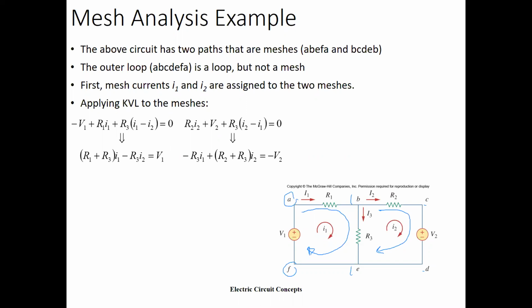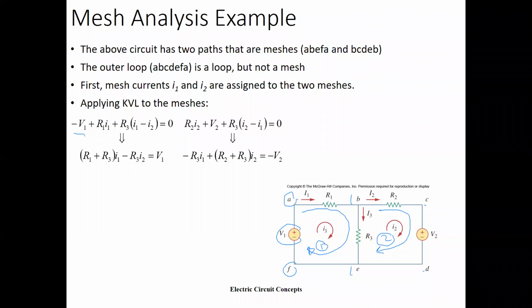Now I need to apply KVL to those two meshes. So again, let's start with mesh number 1 or loop number 1. This is 1 and this is 2, mesh 2. So to apply, I start with V1, so it will be a minus V1, and then I1 multiplied by R1.